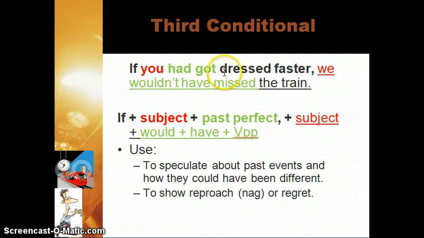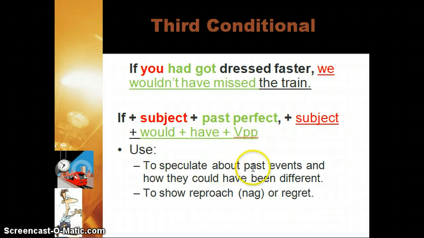So here we've got the subject, sorry, the verb is in past perfect, the subject again, and wouldn't have missed: would have, and the verb in past participle. We don't use present perfect, because it's always have, regardless of the subject. Even if it's he, it will always be have, never has. So we put have and the verb in past participle.